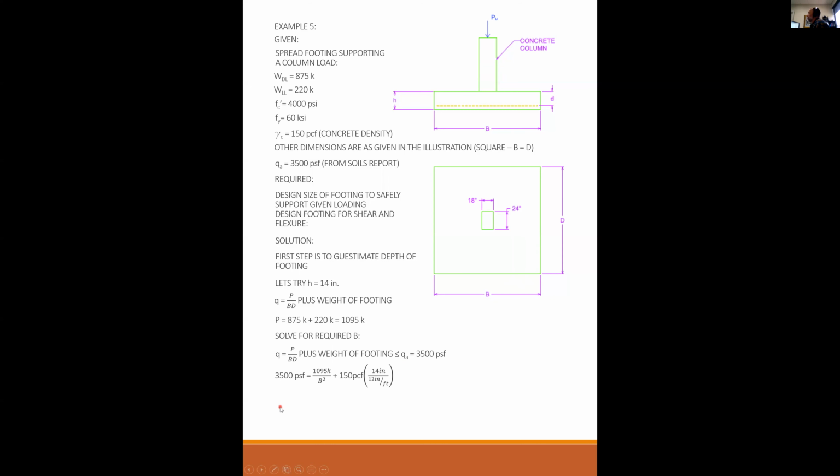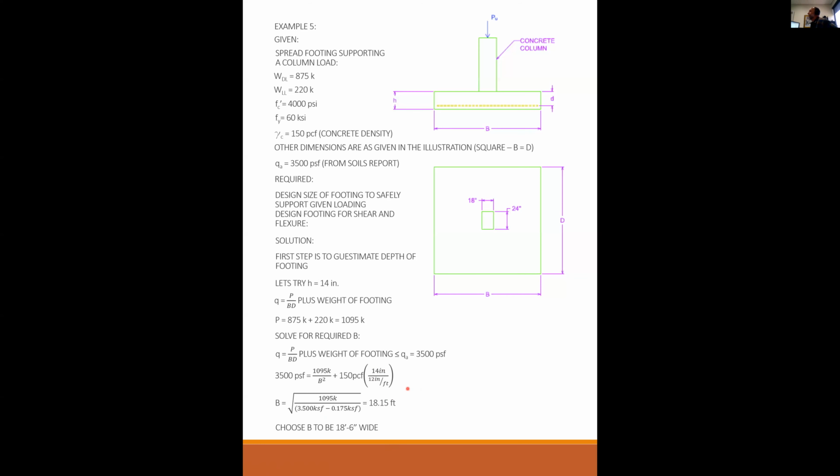So I set up my equation. 3,500 PSF is equal to 1095 over B squared. This is actually BD, but D is equal to B, so I can just make it B squared, plus my 150 times a depth or thickness of concrete of 14 inches divided by 12. And that gives me a square root function, and I solve for it and I get 18.15 feet. So let's make our footing 18'6" wide.